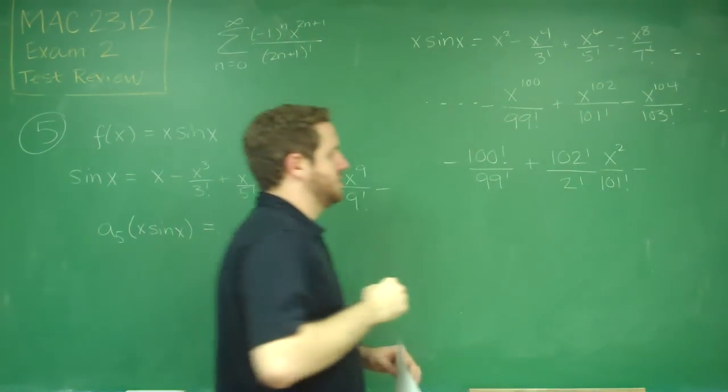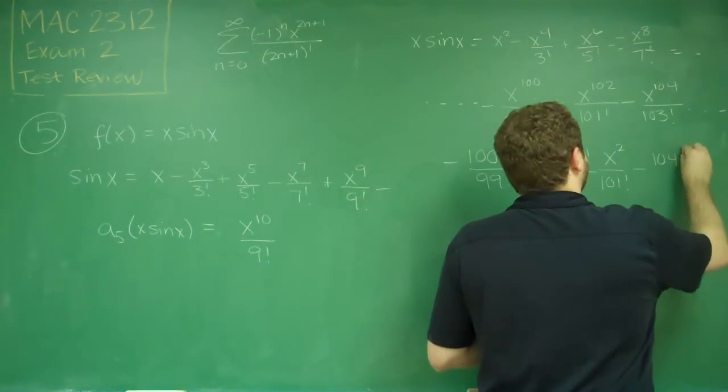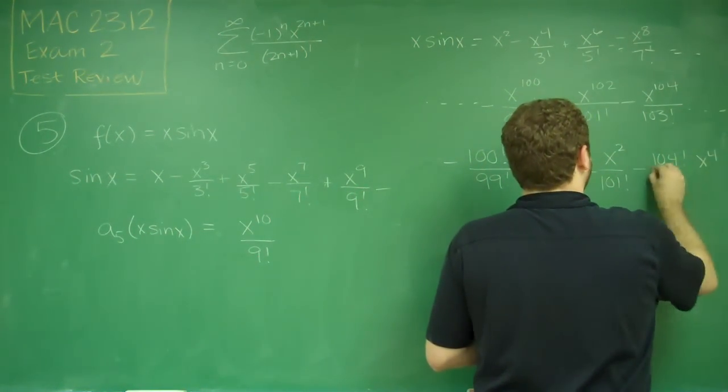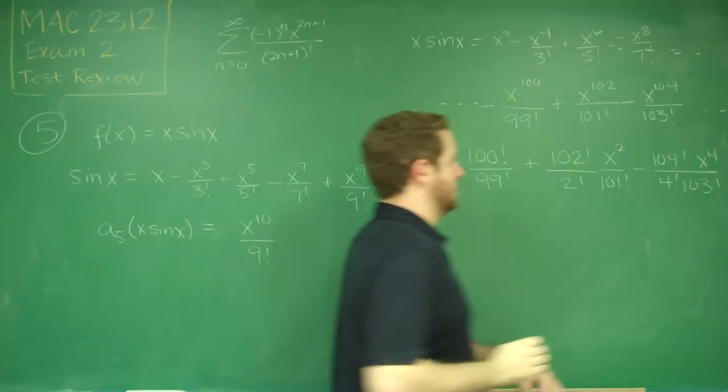And now you can probably start to recognize a pattern here. We're going to get 104 factorial, x to the 4th, over 4 factorial, 103 factorial.